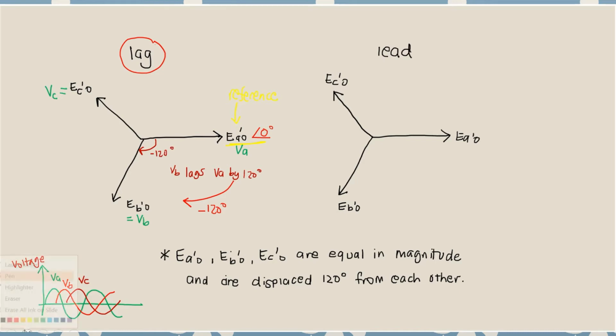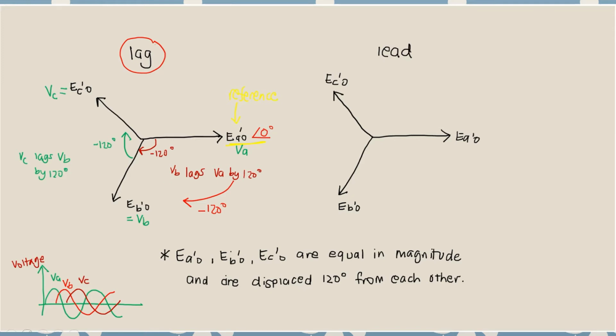Now, taking VA as the reference still, you say that VC lags VB by 120 degrees. So that is for lag.